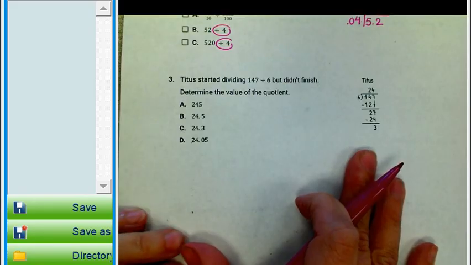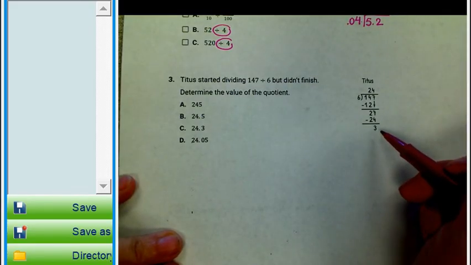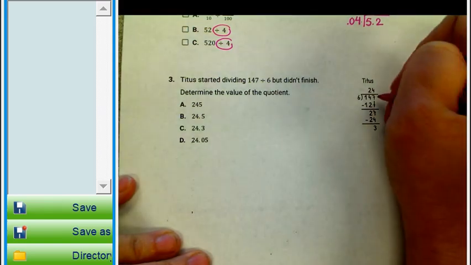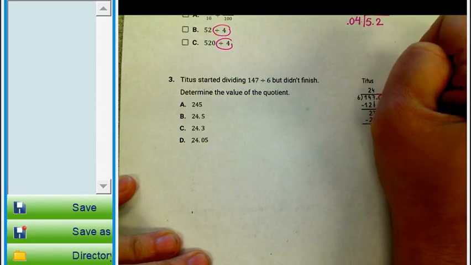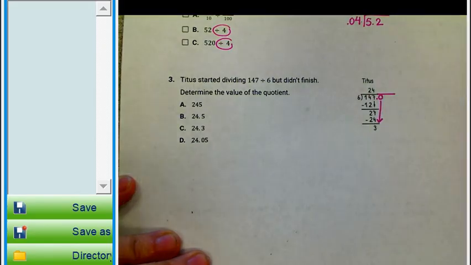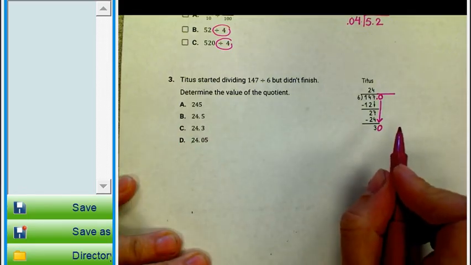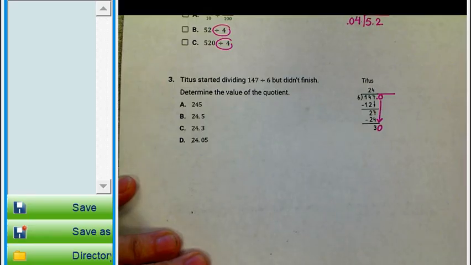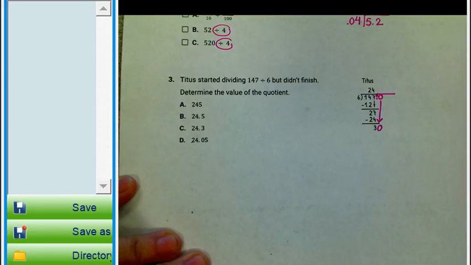For number 3, it tells us that Titus started dividing but didn't finish. We can actually see that he has a remainder down here. And we know for this unit, we don't want to have a remainder. So think about how you're going to get rid of that. Make sure you show your work, put your decimal and a 0, drop the 0 down, and then continue dividing. Repeat this process until you no longer have a remainder, and then choose which answer is going to match. When you're done, make sure you bring up the decimal.